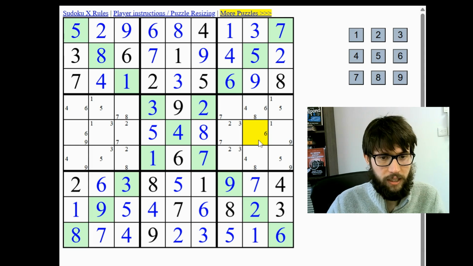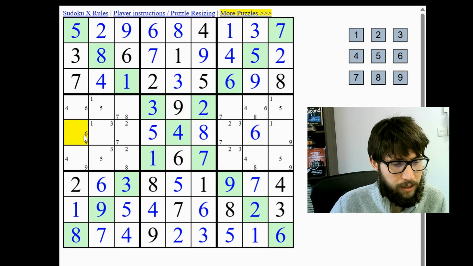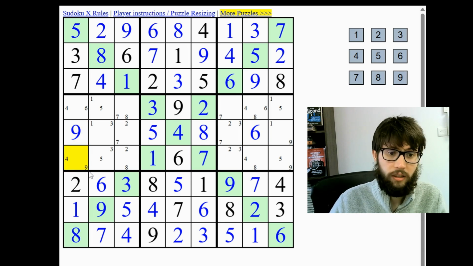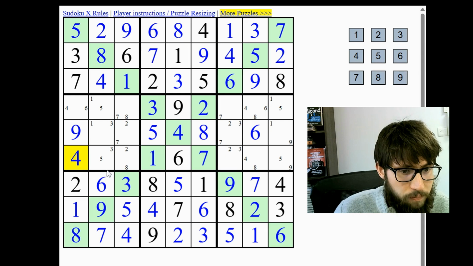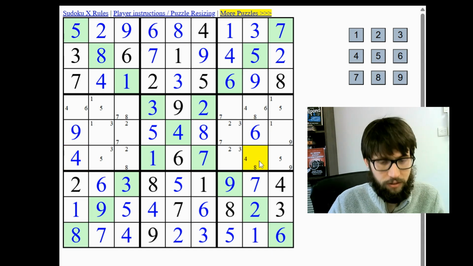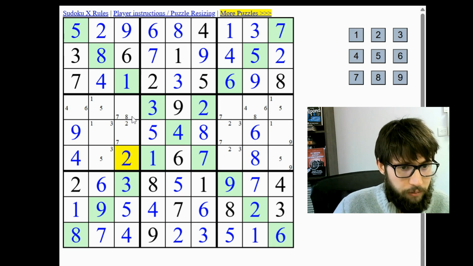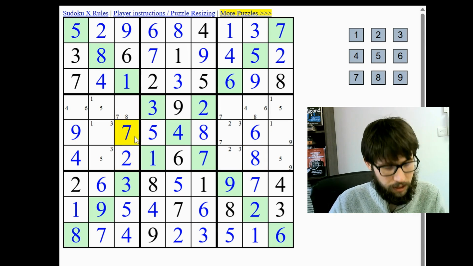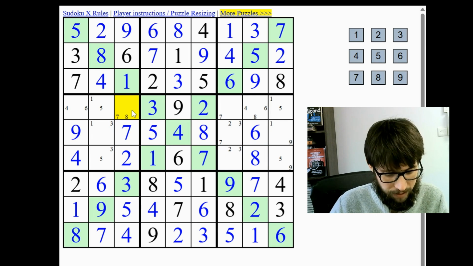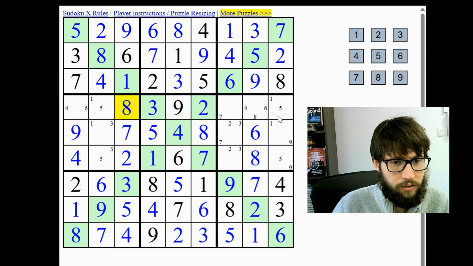No other number can go in the middle. So that's a 6. And then I can see, so this is 6 or 9. Can't be a 6, so it's got to be a 9. This is 4 or 9. Can't be a 9, so it has to be a 4. This is 4 or 8. Has to be an 8. 2 or 8 has to be a 2. 2 or 7 has to be a 7. 7 or 8 has to be an 8.